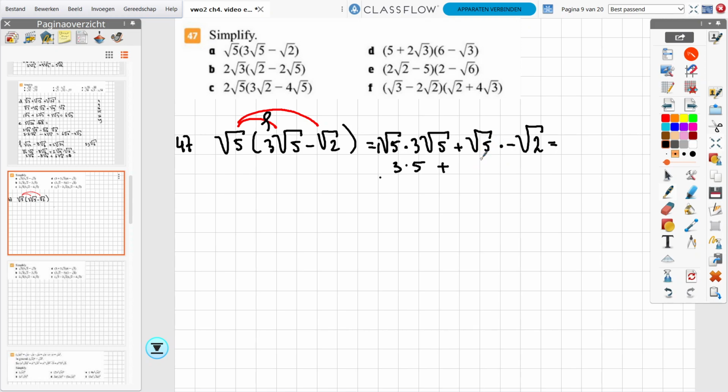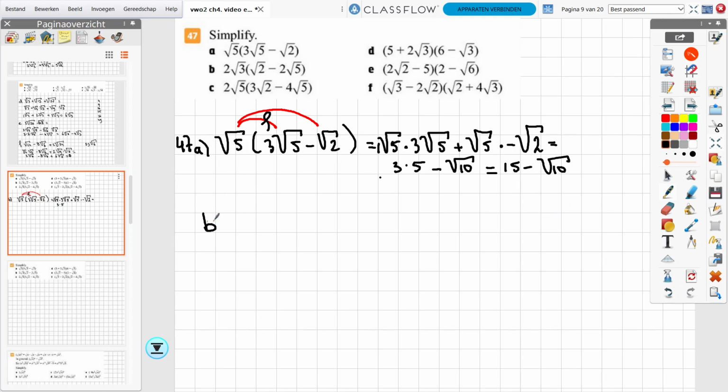Plus, and then you get root 5 times minus root 2. So this is actually going to be negative. Minus root 10. And again, here you have an answer that for some people might be uncomfortable, but it shouldn't be. The final answer is 15 minus root 10. Root 10 I cannot factorize. It's too small. So this is it. Okay. And that was A.